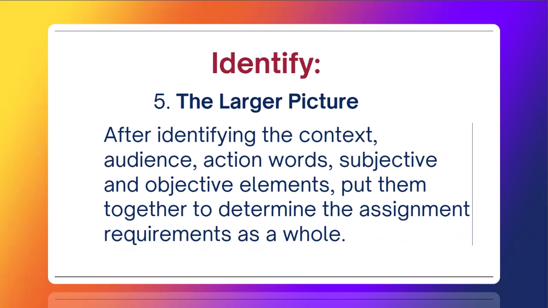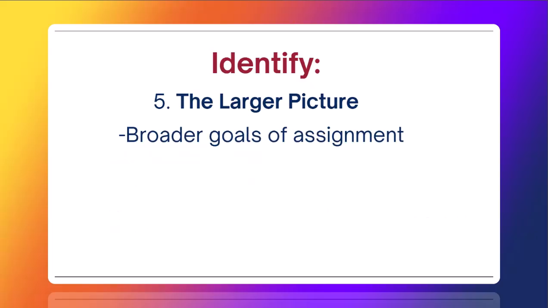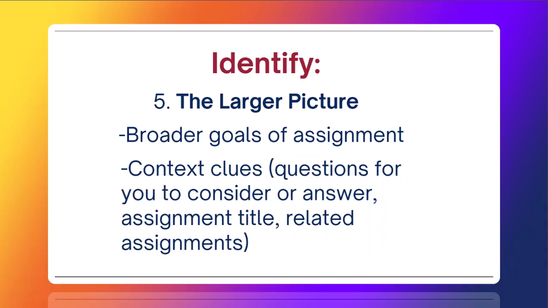After identifying the context, audience, action words, objective and subjective elements, put them together to determine the assignment requirements as a whole and where you may need to fill in the gaps. This is your opportunity to consider the broader goals of the assignment, like what kind of thinking your professor is asking you to do. This will give you an easier time in knowing if you're headed in the right direction, as it helps unite the assignment requirements and makes them more cohesive. Look for context clues about the scope of the assignment.